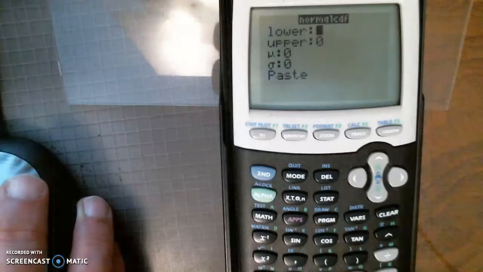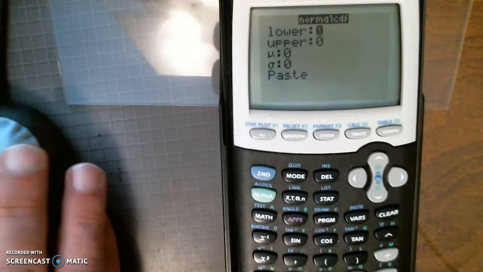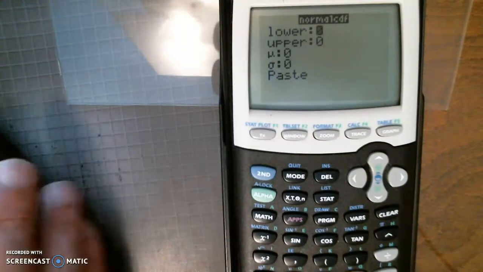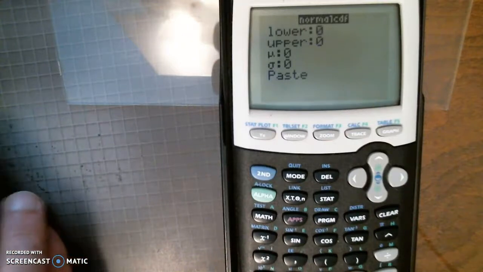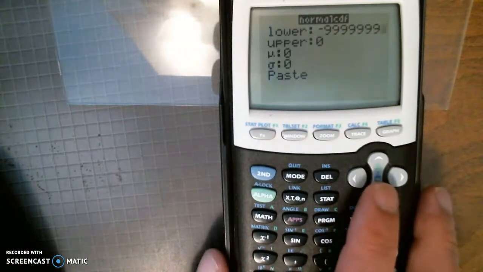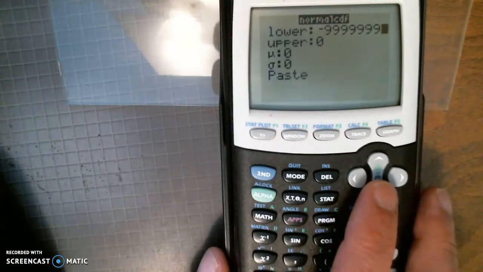So the lower bound for this would actually be negative infinity. Now, we don't have a negative infinity on the calculator, so for these problems to represent infinity, we can just put in a bunch of nines. Since this is negative infinity, I'm going to go negative 9,999,999. That's good enough to represent negative infinity.